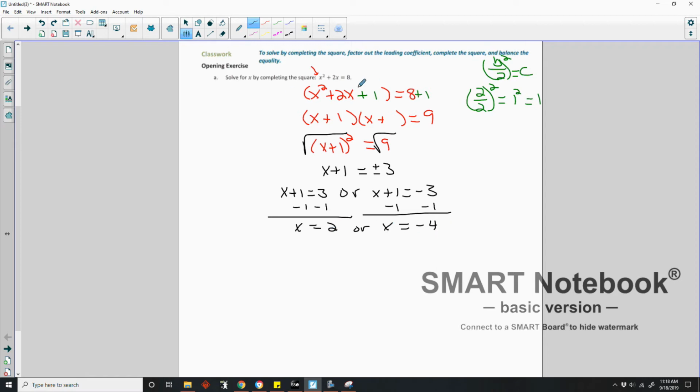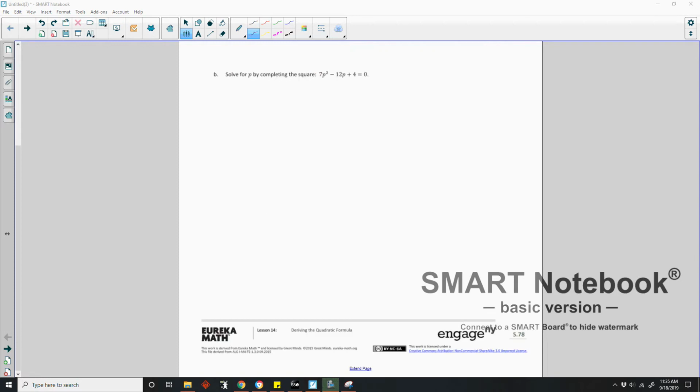So this equation could also have been solved by factoring, but whenever we're doing something, we're supposed to answer the question that's asked. And it told us to solve for x by completing the square, so that's what we did. So there are the two solutions to this quadratic.